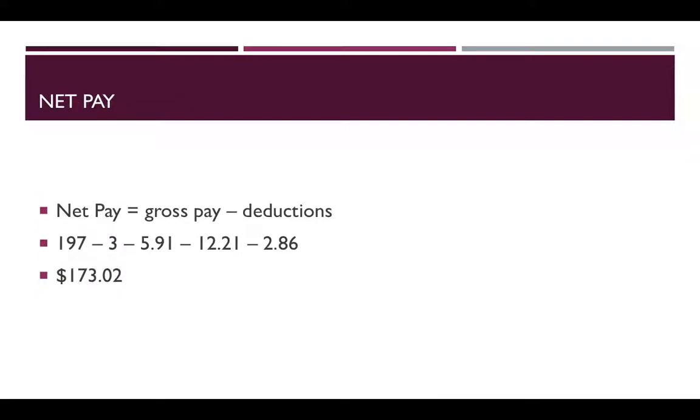To find our net pay, we simply take our gross pay minus our deductions. So we take that gross pay of $197, we subtract the $3 for federal, the $5.91 for state, the $12.21 for Social Security, and the $2.86 for Medicare, and we end up taking home a net pay of $173.02.